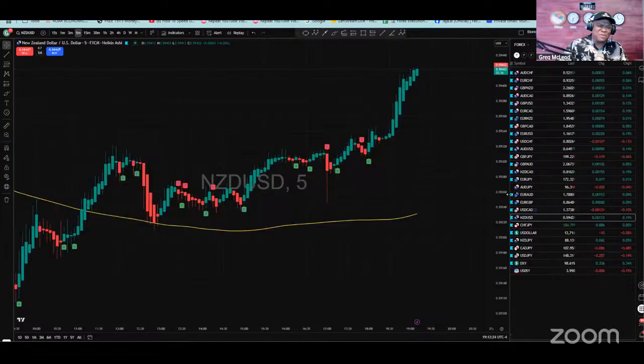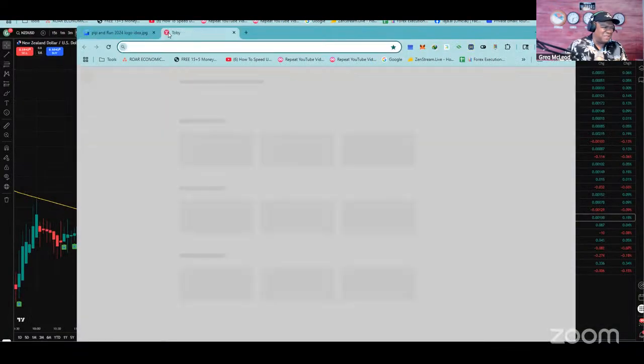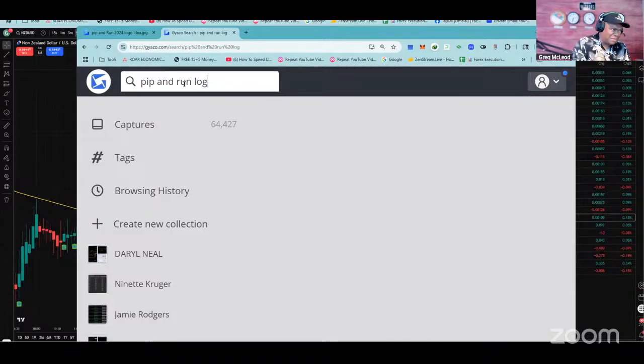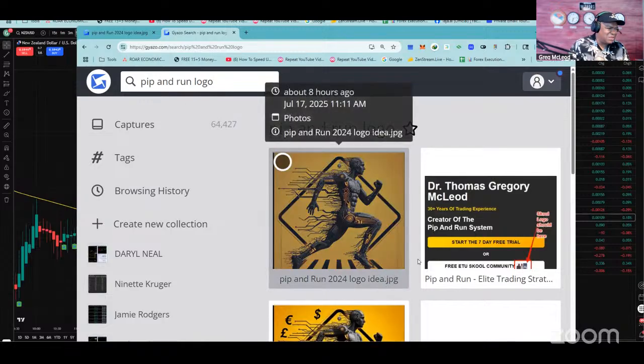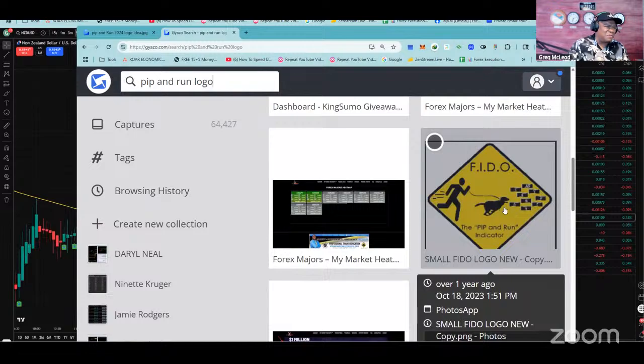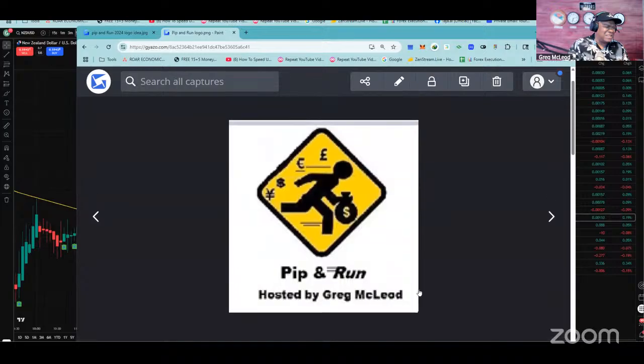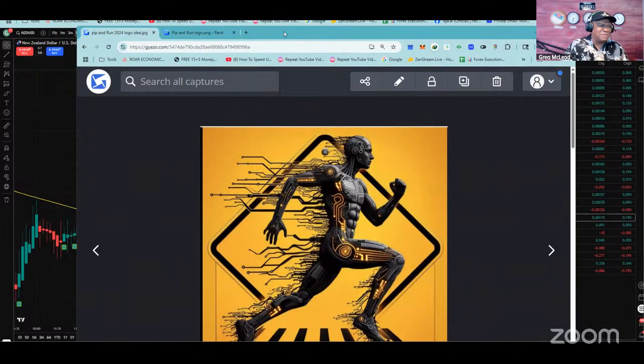I call it the bionic, like if you remember the $6 million man, the bionic man, and that's because if you remember the old Pip and Run logo, he was kind of scrawny, but now he's kind of more muscular. He's all teched out, right? He's AI, right? Compared to the old Pip and Run logo. That's the new one. And then we had Fido. You guys remember Fido, the Pip and Run dog, right? That's like Superman and Krypto, right? And then the 2004 edition or 2006 edition of Pip and Run, pixelated, kind of 8-bit black man with a bag of money running. So times have changed, right?